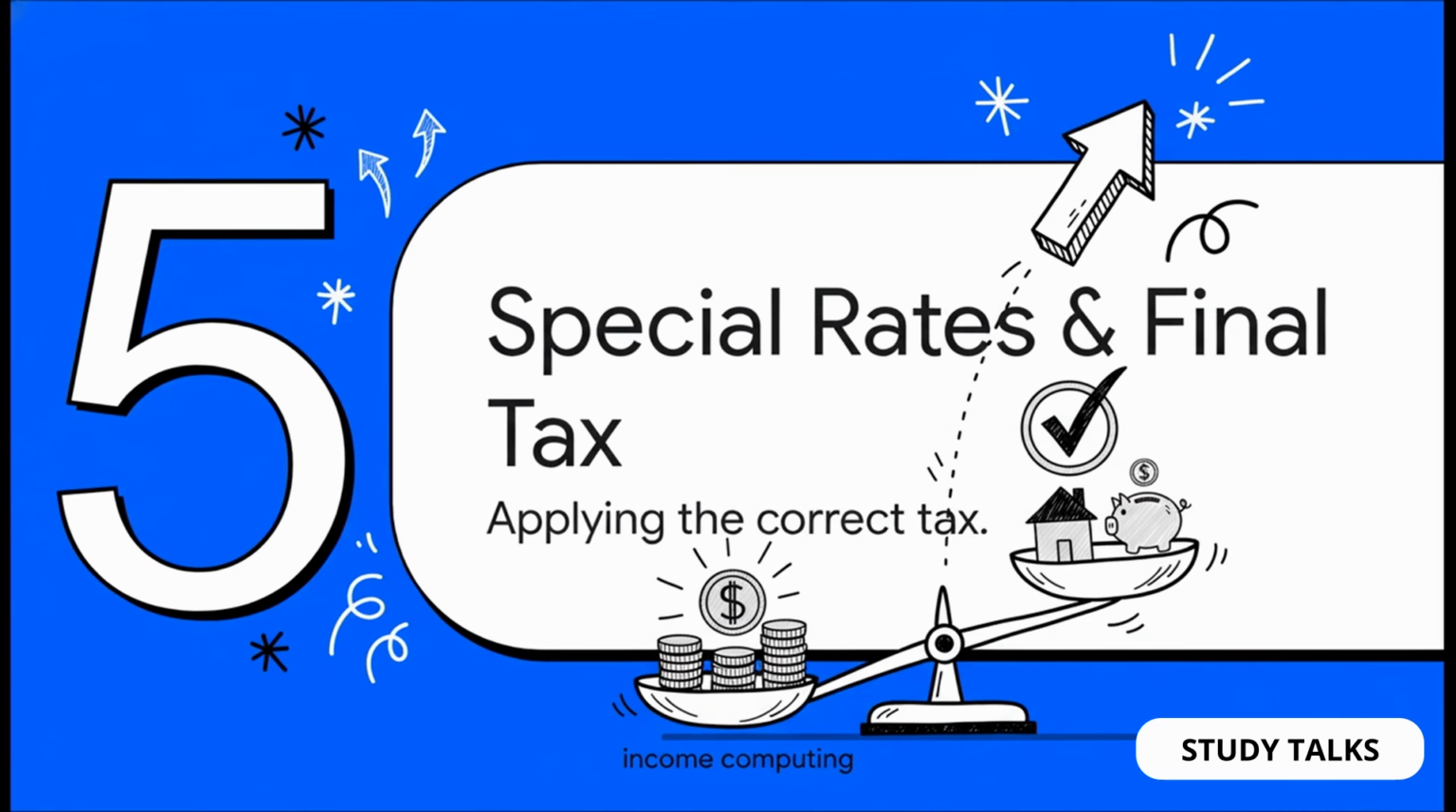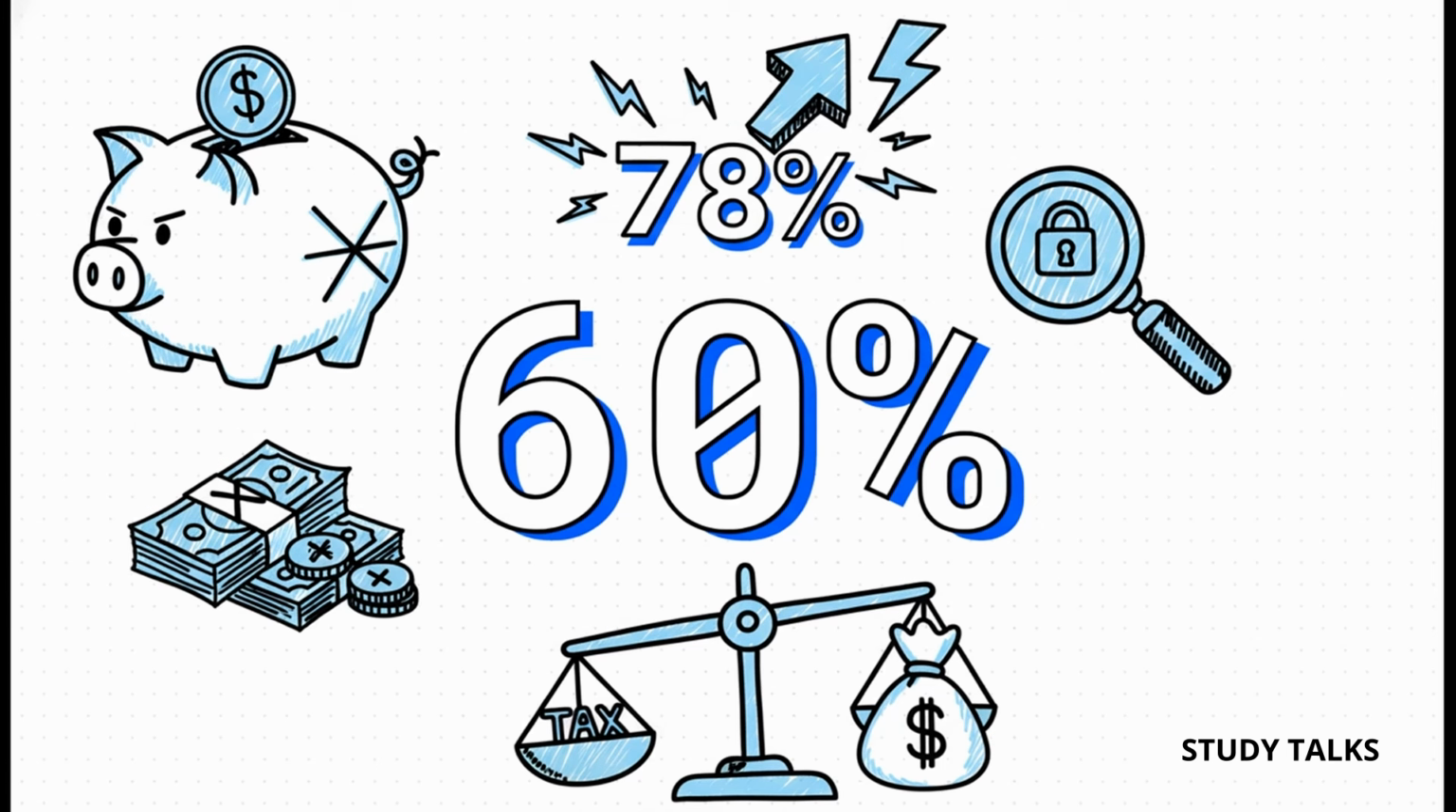First special rate. Burn this number into your brain. 30%. This is for all your casual income. Lotteries, gambling, game shows. It's a flat rate. No basic exemption, no deductions, just a flat 30% tax. Next up, an even scarier number, 60%. This is the tax on unexplained income. Unexplained cash, investments, you name it. This is a penalty tax. The government does not want you to have this kind of income, and the tax rate shows it.